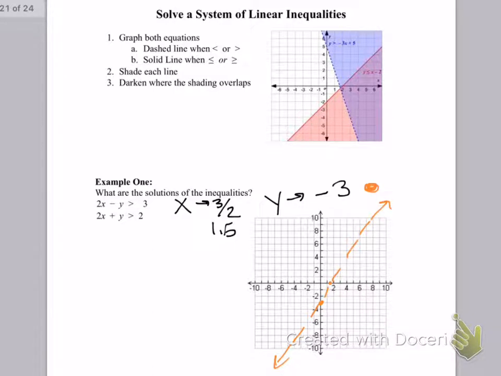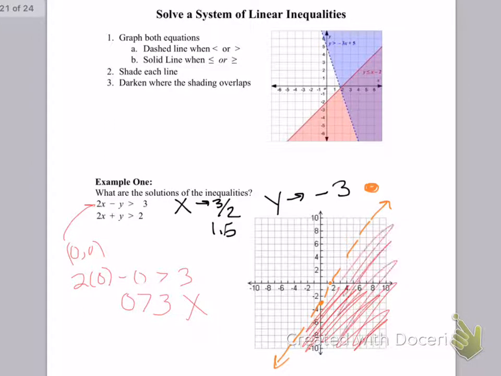Now we got to do our shading. That's our next step. So we're going to plug in our 0, 0 to our first one. So we're going to have 2 times 0 minus 0 is greater than 3. Well, is 0 greater than 3? It's not greater than 3. So you're going to shade not 0, 0. You're shading the other side. Look at that firepower.